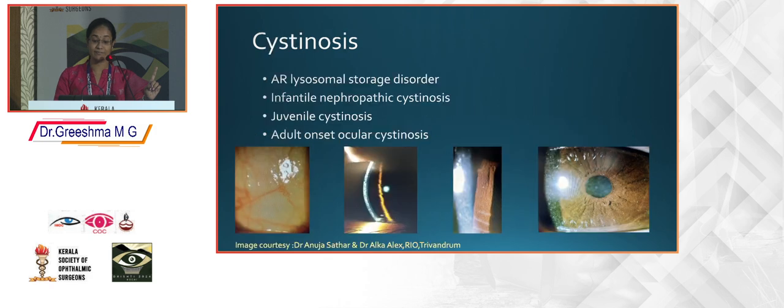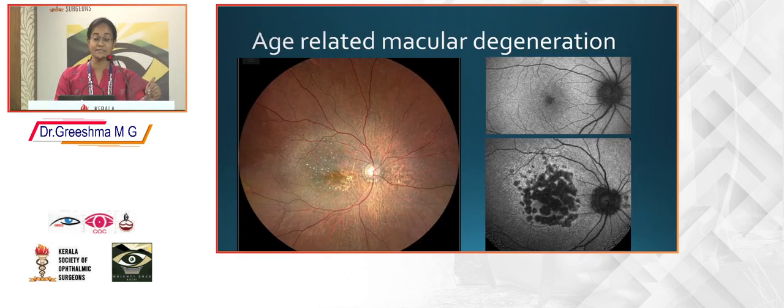and degenerative. Cystinosis is one very important metabolic cause. This was a 14-year-old girl who presented with multiple crystals in the conjunctiva, cornea, lens and the iris. She was diagnosed with juvenile cystinosis. And this was a patient with age-related macular degeneration. He had cholesterol crystals with geographic atrophy. You can very well see the hypofluorescence in the second image.